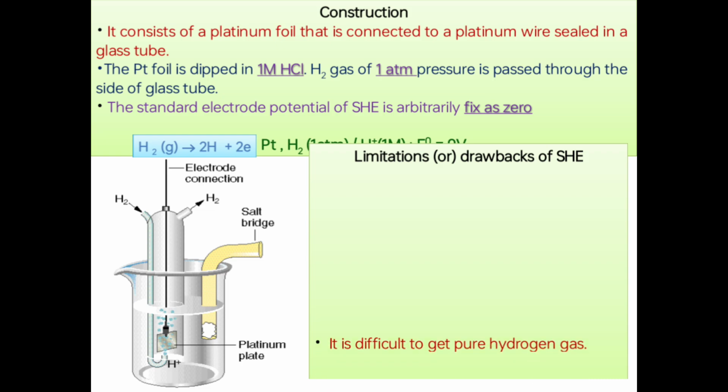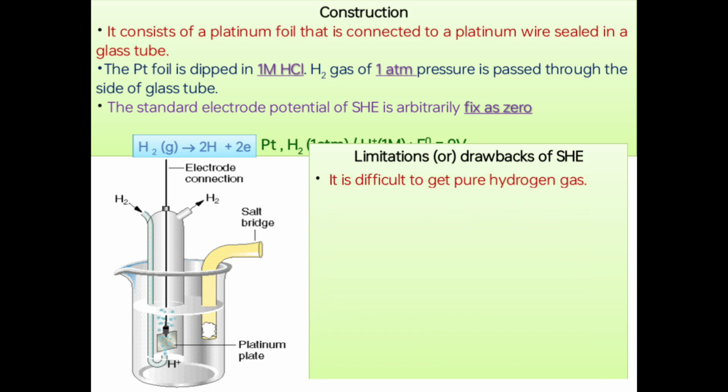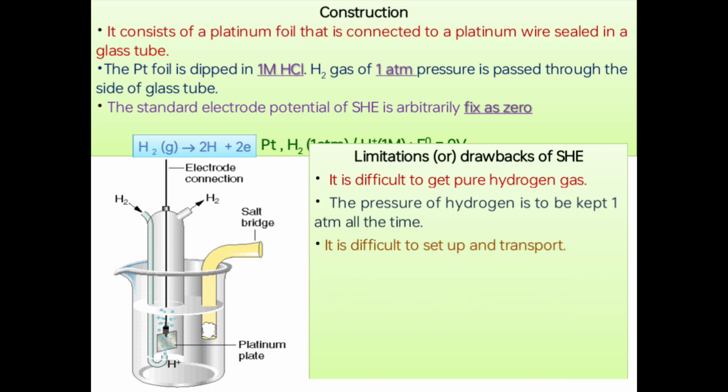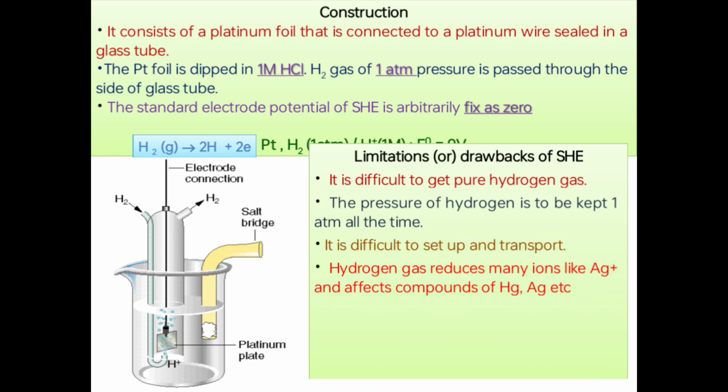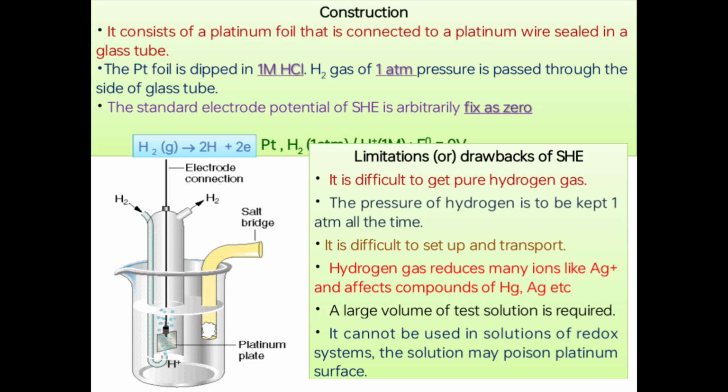Limitations or drawbacks of the standard hydrogen electrode. It is difficult to get pure hydrogen gas. The pressure of hydrogen is to be kept at 1 atm all the time. It is difficult to set up and transport. Hydrogen gas reduces many ions like Ag plus and affects compounds of mercury, silver, etc. A large volume of test solution is required. It cannot be used in solutions of redox systems. The solution may poison the platinum surface.